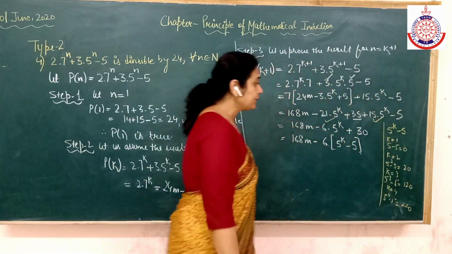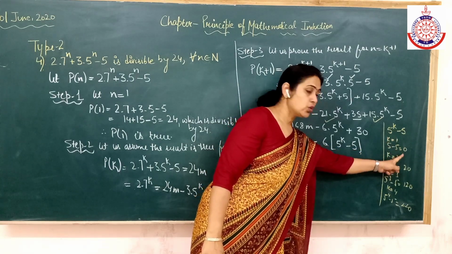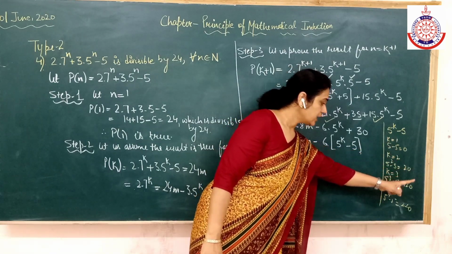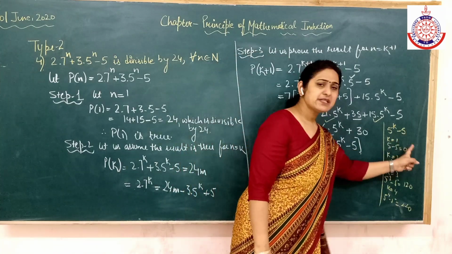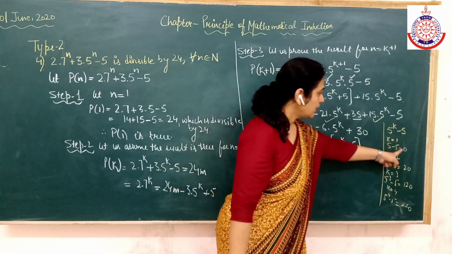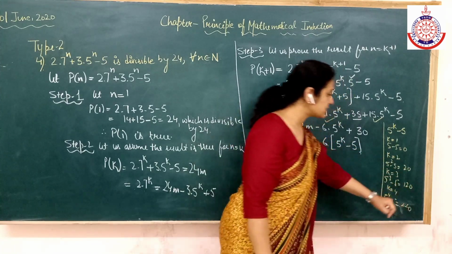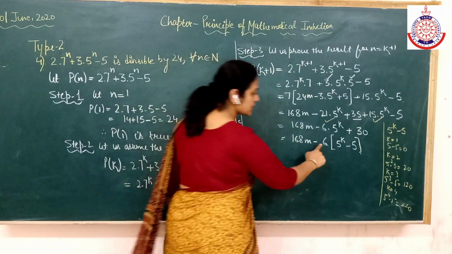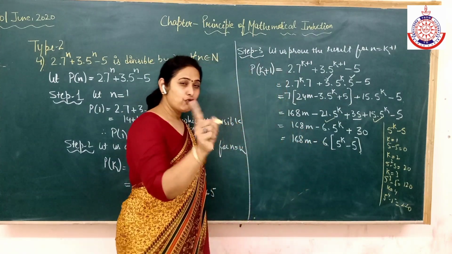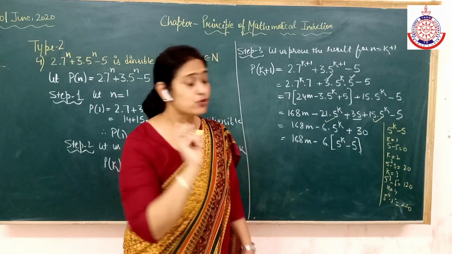Now what am I getting? If I put k is equal to 1, 0, 20, 120, 220. These are all divisible by 4. 0 is divisible by 4. 20 is divisible by 4. 120 is divisible by 4. 220 is divisible by 4. Why am I doing it? I have 6. I need 4 more, because 6 into 4 is 24. Then I can take 24 common easily.